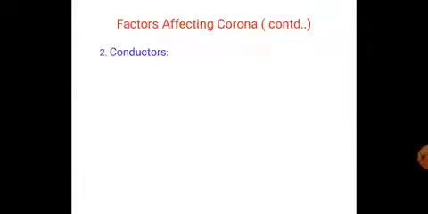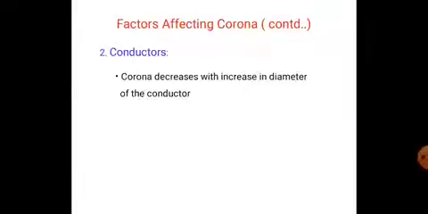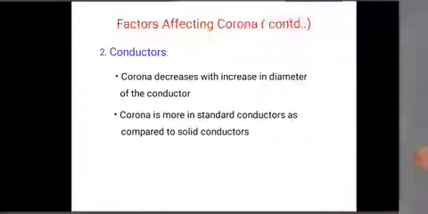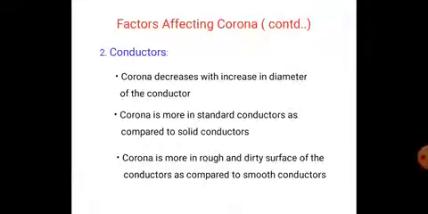If the voltage increases, corona will always increase. Corona decreases with increase in the diameter of the conductor. If the conductor's diameter decreases, corona will increase. If the diameter of the transmission line conductor increases, the corona will decrease. The corona is more in stranded conductors as compared to solid conductors. The corona is more on a rough and dirty surface of the conductor as compared to smooth conductors.